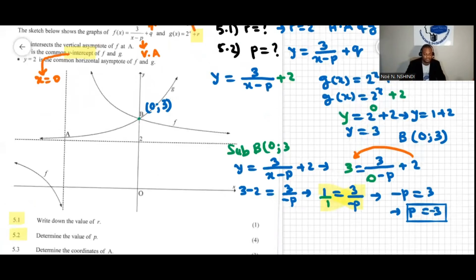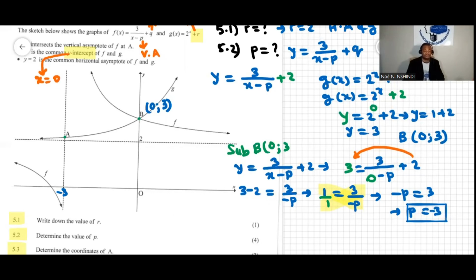And then question 5.3 says determine the coordinate of A. Now let's see, A is just a point on this function, on the exponential function G. So if I need to find the coordinate of A, we can notice that the x coordinate of A is on the vertical asymptote, because it lies where the dashed line passes. We found earlier in 5.2 that P is equal to negative 3. So the x coordinate of A is negative 3.